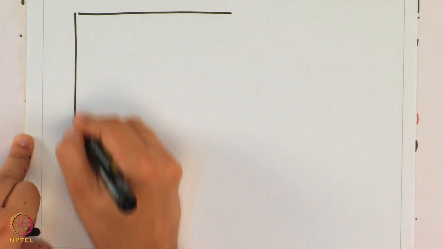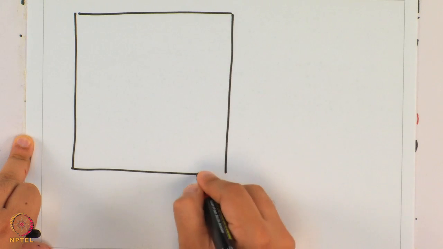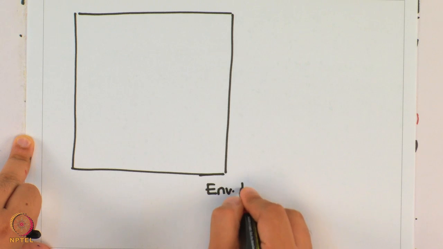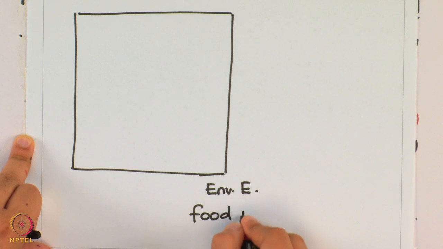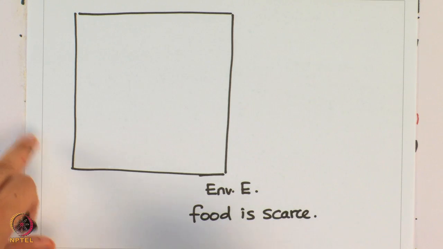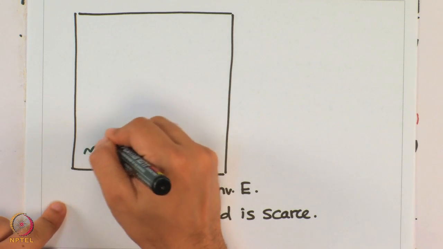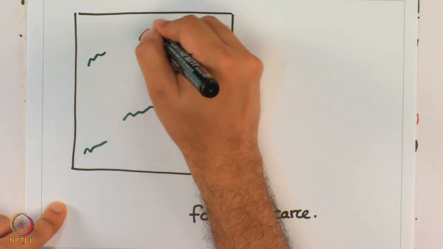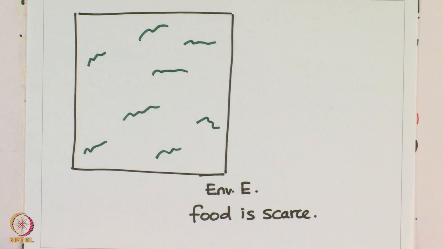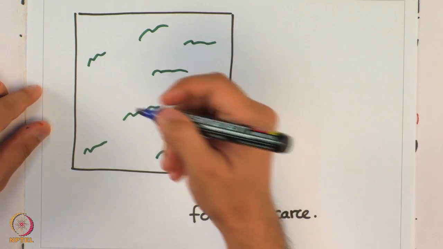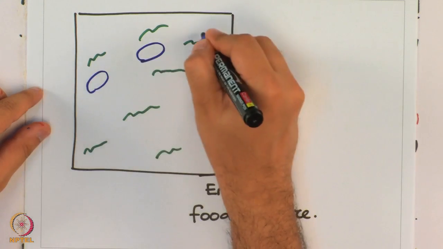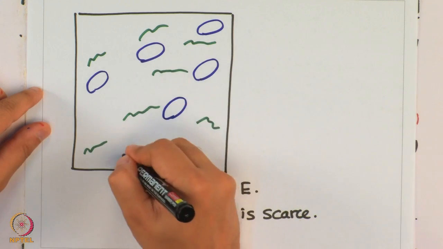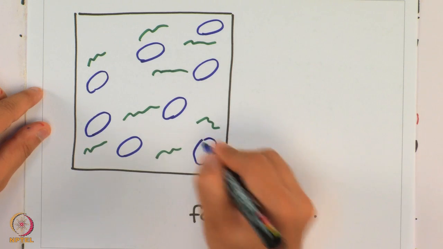Okay. So, let's start with an example where something like this might play out. Let us imagine an environment. This is my environment E, and in this environment food is scarce, and the only food that is available is these polymers in the environment which cannot be directly used by bacteria. And these are the bacteria which are present in the environment, and these extracellular polymers cannot be used up by the bacterium.